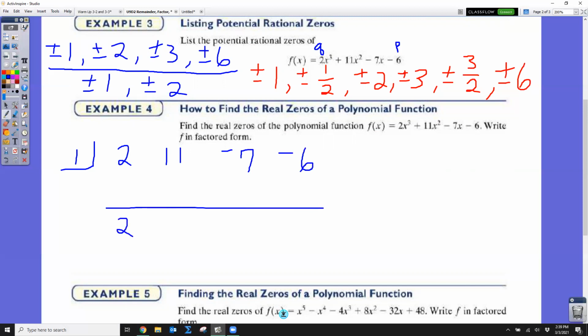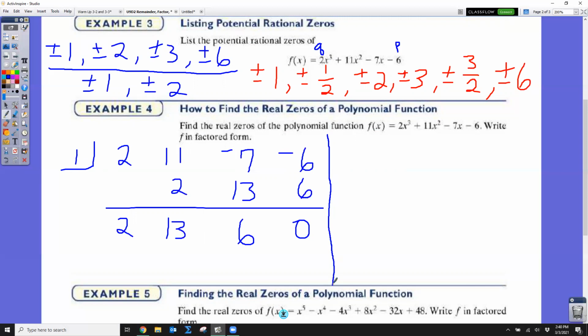Bring our 2 down. 1 times 2 is 2. 11 and 2 is 13. 1 times 13 gives us a 13. -7 and 13 is 6. And then 1 times 6 gives us that 6. So we have a remainder of 0, meaning that 1 is a rational root. Okay, it produced 0 as a remainder.